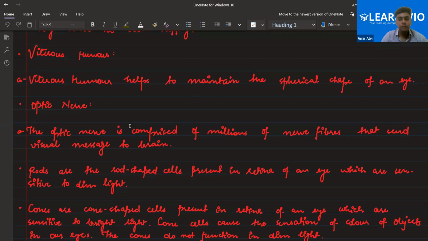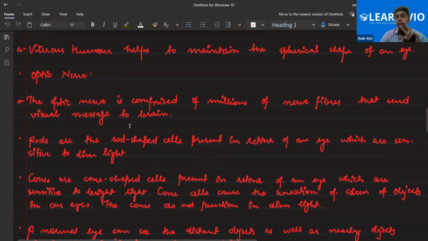Okay. Next, in the retina we have two types of cells. The first one is rod cells, the second one is cone cells. The functions of both cells are different, or you can say opposite to each other. Rod shaped cells present in the retina are sensitive to dim light. Whenever you enter a dim light area or a dark room, the rod cells activate and give you vision by activating the sensors present in the retina for dim light.